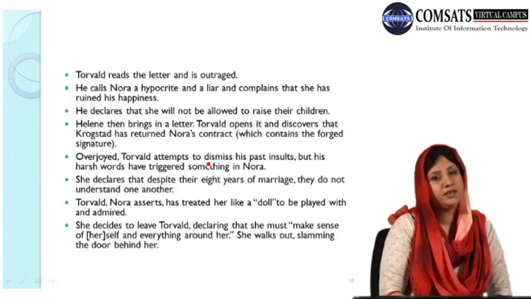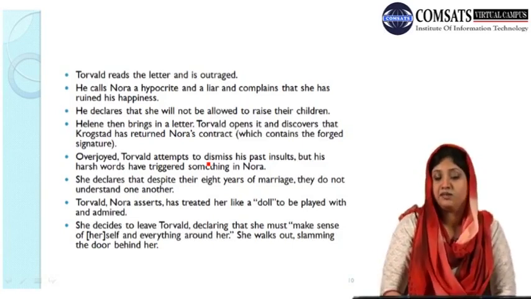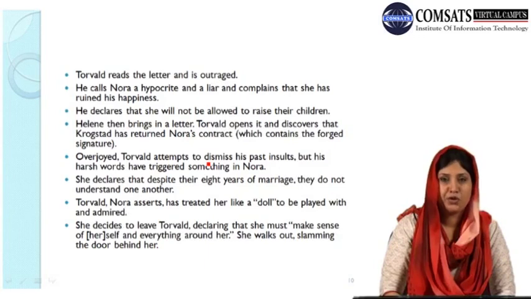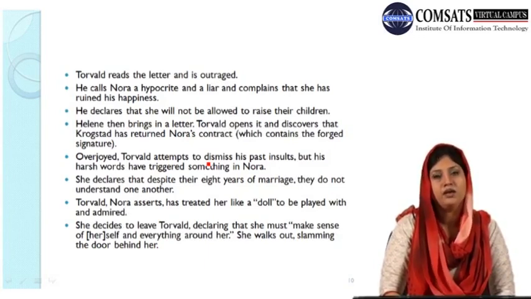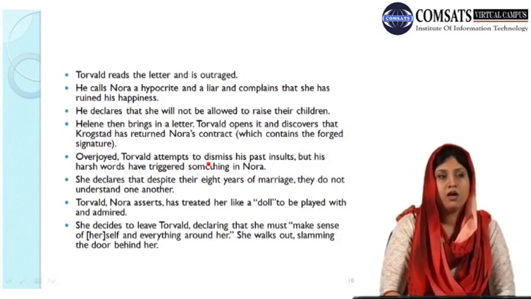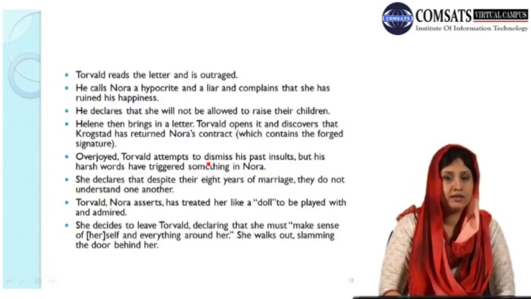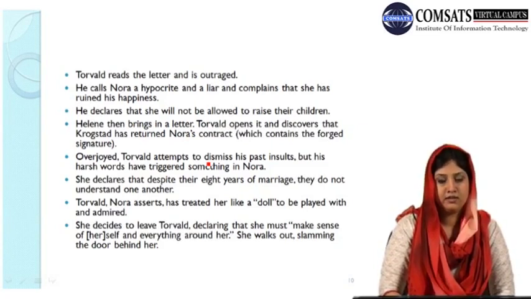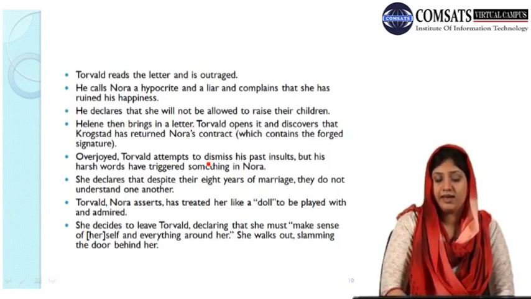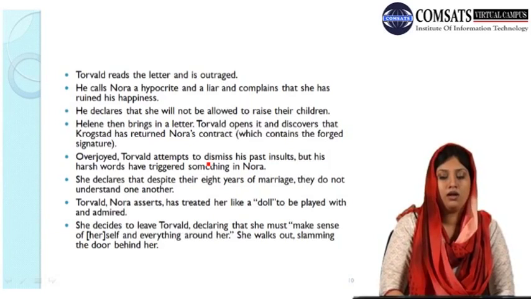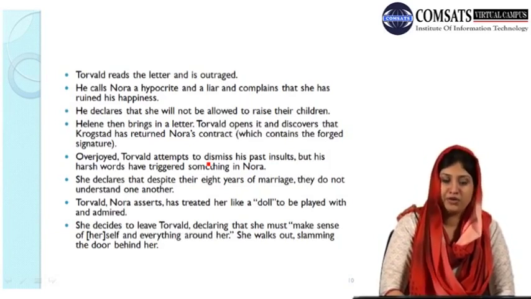Now what happens is that she declares something too. She declares that despite their 8 years of marriage, where Nora has been a happy wife apparently, they do not understand one another. And she says all this in the light of what has happened with Krogstad and Torvald. Torvald, Nora asserts, has treated her like a doll to be played with and admired.